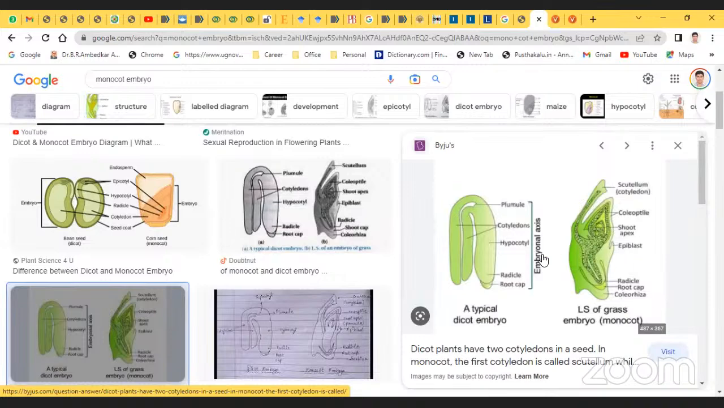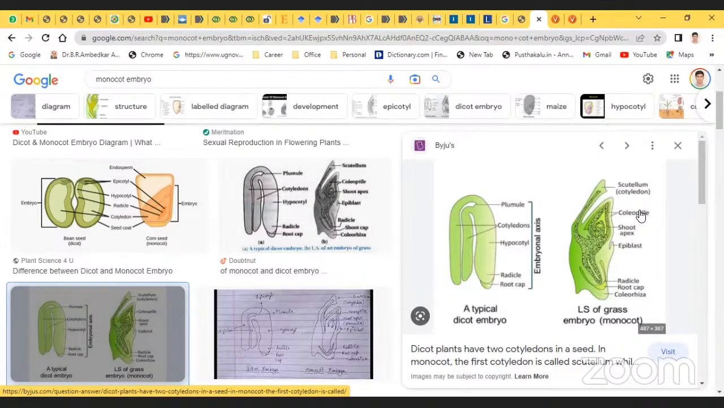So what is the main difference between the dicot embryo and monocot embryo? In the dicot the shoot apex is there. Here there is no epiblast, there is no shoot apex. Find out exactly what the differences are between dicots and monocots. What are the stages of the monocot embryo and dicot embryo? This is also very, very important, and there are two slides, monocot embryo and dicot embryo, in your practical exam.